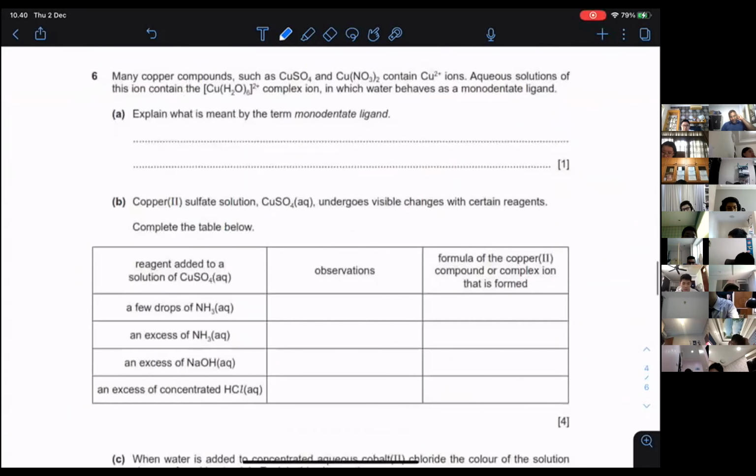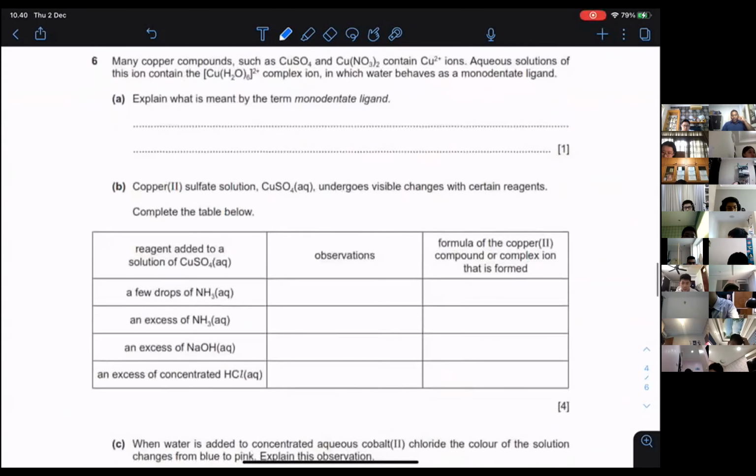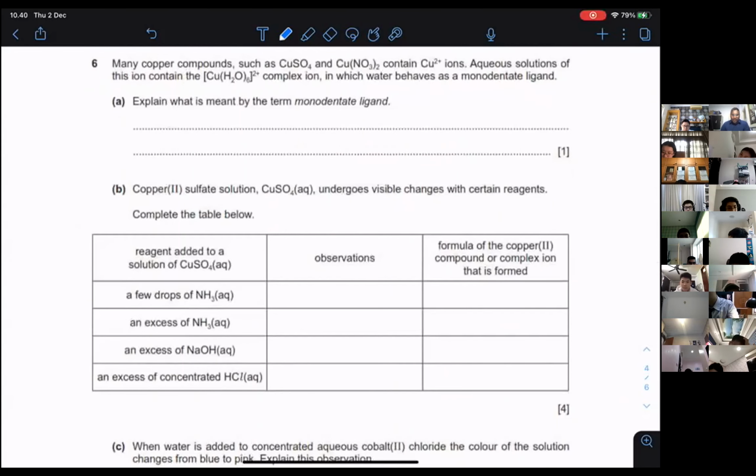We still have 20 more minutes. Now, many copper compounds, such as copper sulfate and copper nitrate, contain the copper 2 plus ion. This copper 2 plus ion is most of the time going to be blue in color. An aqueous solution of this ion will always contain this complex ion, which gives a blue solution. It's not a precipitate, it's a blue solution, in which water behaves as a monodentate ligand.